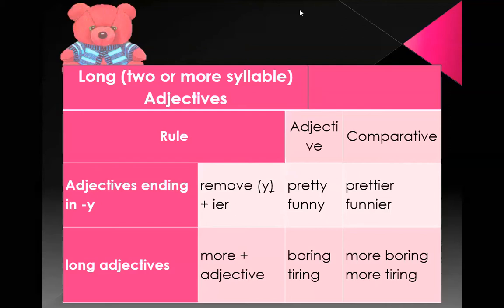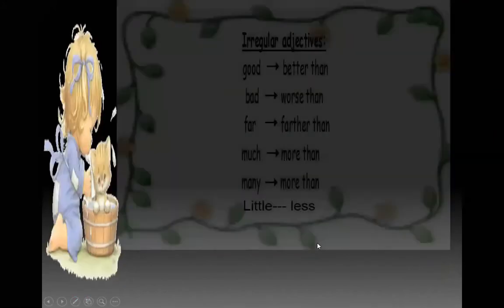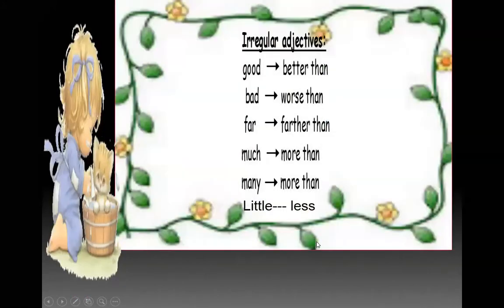Let's complete. If the adjective is long, we add to the adjective before it more, like more boring, more tiring, more interesting, and so on. There are some irregular adjectives that we have to study, like good, it will be better in the comparative form. Bad will be worse. Far will be farther or further. It can be with a or u.